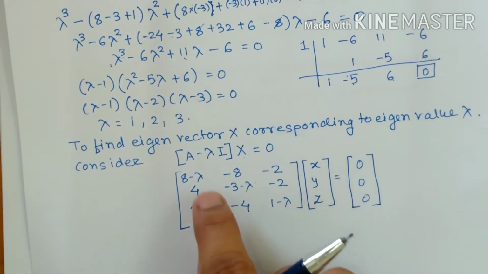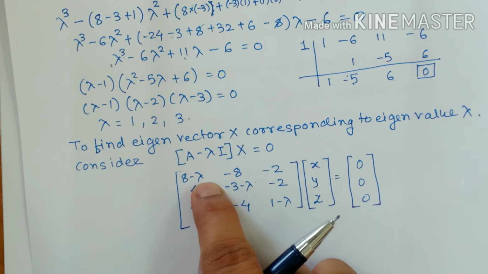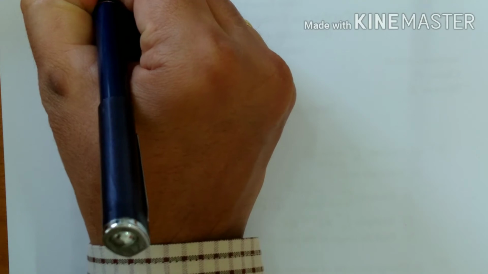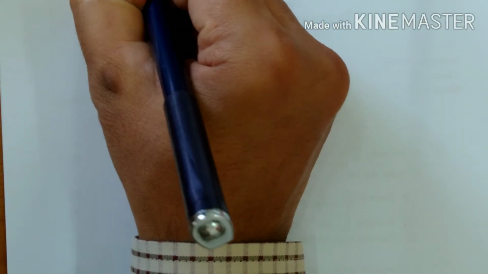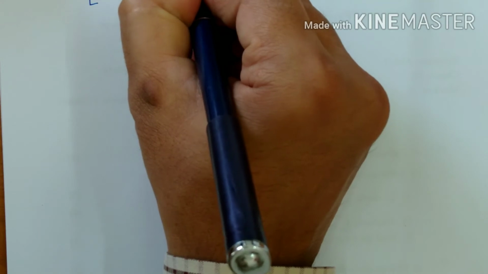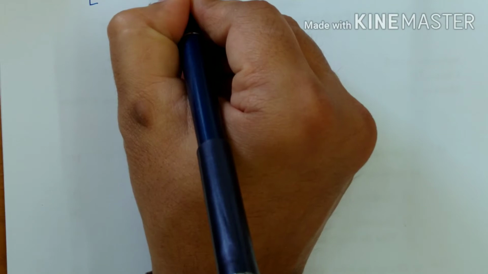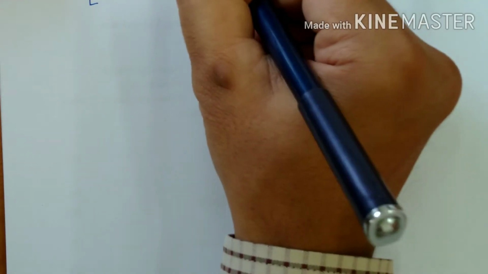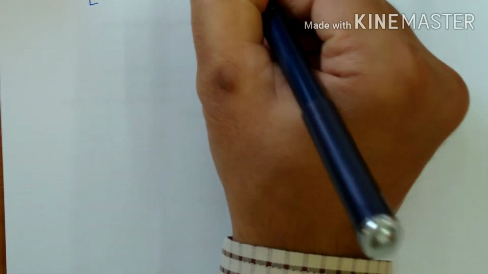Lambda is equal to 3. Fine. We get, now what is to be done here? Our job is to substitute 3 in place of lambda and perform this subtraction. So we get 8 minus 3, that is 5. The remaining entries of the first row as it is. Next 4 minus 3 minus 3, that gives the minus 6. Then the minus 2. Then 3, minus 4, and 1 minus lambda, that is 1 minus 3, that gives me the minus 2, into x, y, z as it is.